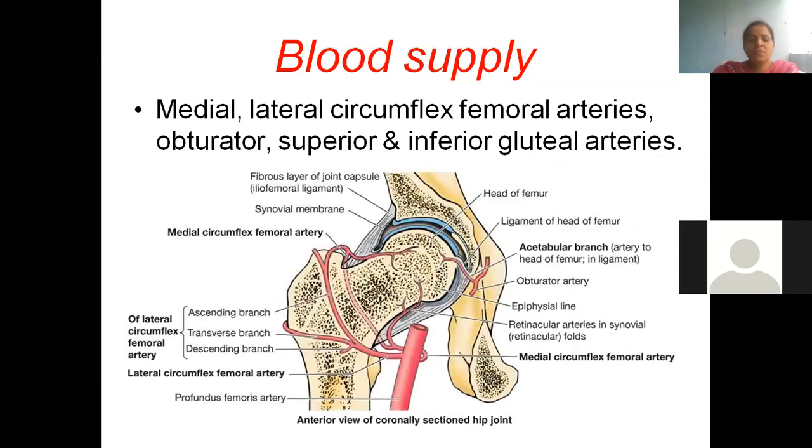Now coming to the blood supply. What are the blood vessels? We see the femoral artery, we did, right? The femoral artery will have certain branches: from the profunda femoris, we get the medial and lateral circumflex femoral arteries, the obturator artery, and the superior and inferior gluteal arteries.